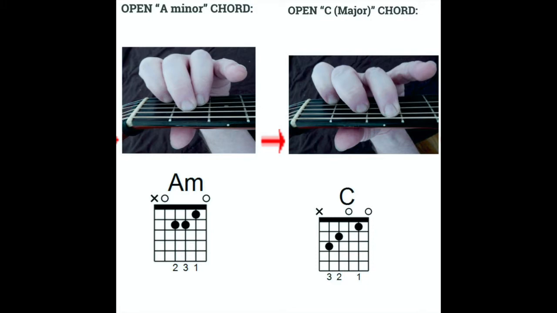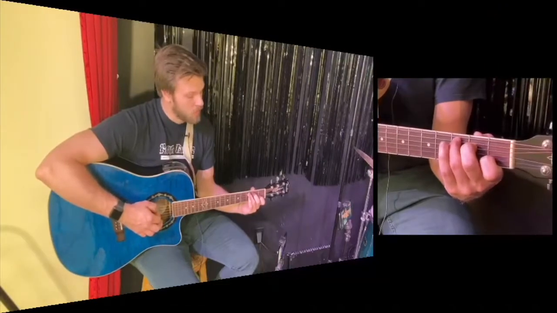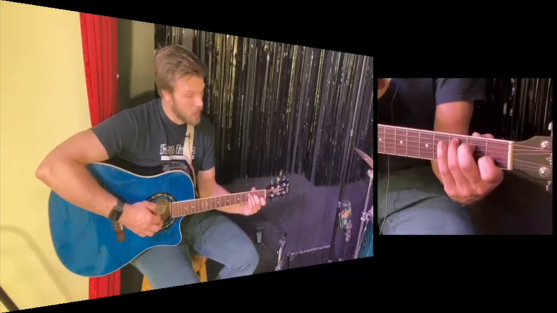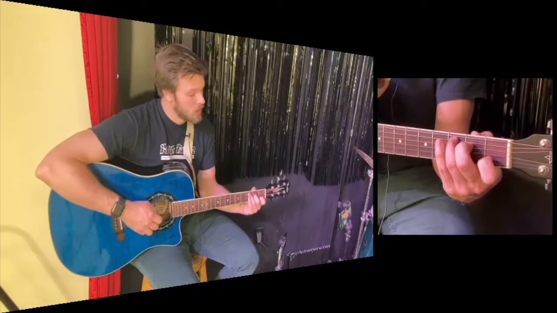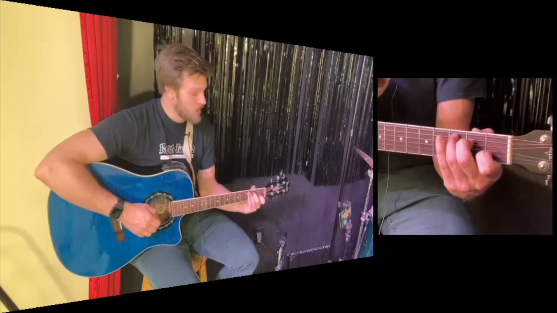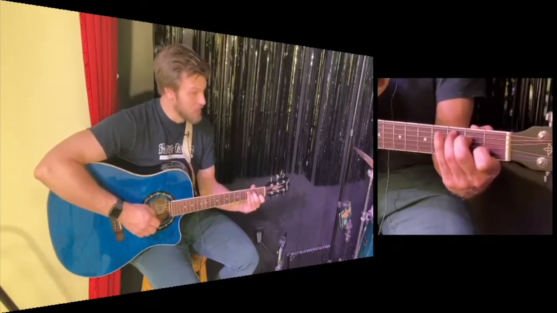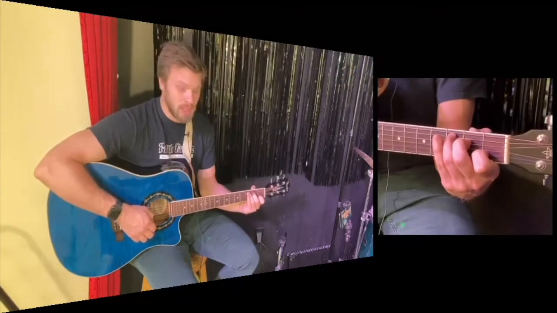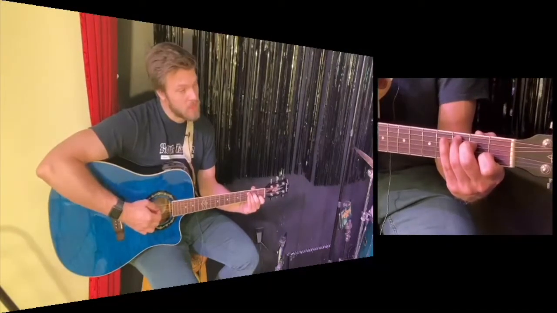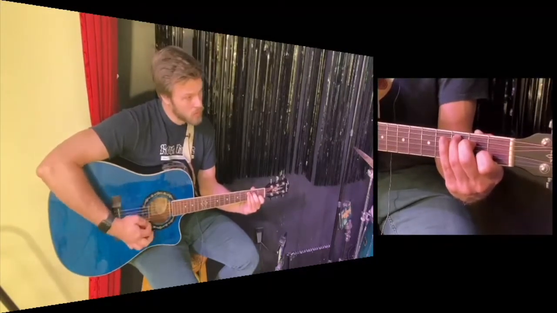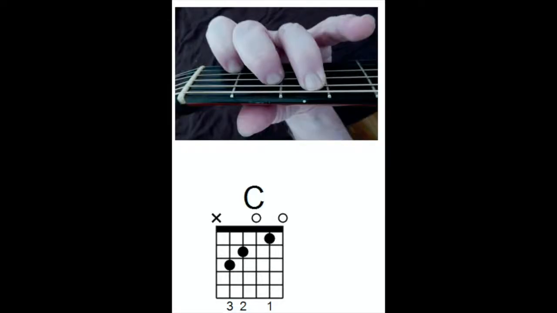And again, X above the E string means don't play it. So I've got 3, ring finger on the 3rd fret of the A, middle finger on the 2nd fret of the D, open G, index finger still on the 1st fret of the B, and open E. Now I strum it from the 5th string down. Here's my C major chord.